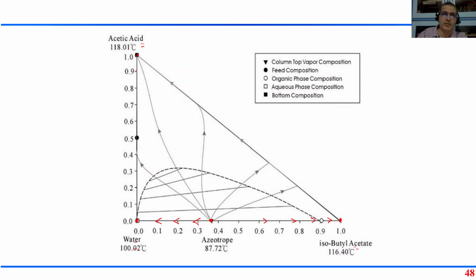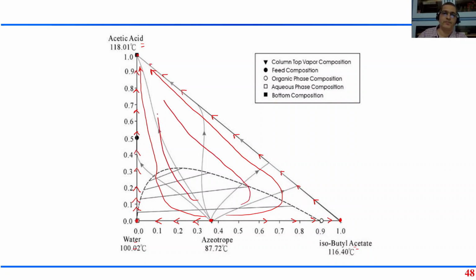Water, acetic acid is less volatile, the residue curves are like this. Residue curves will look something like this. If you are on this side, it will go like this. If you are on this side, it will go like this. And of course, on the binary of acetic acid and isobutyl acetate, the residue curves go towards the acetic acid, 118. Right? So this is how residue curves will look.